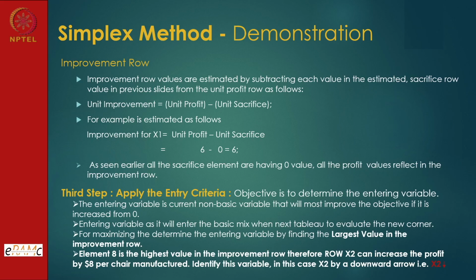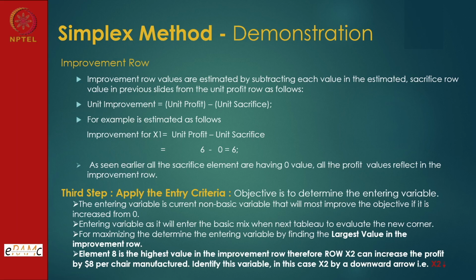Now we come to the improvement row. Improvement row values are estimated by subtracting each value in the sacrifice row from the unit profit row. So unit improvement is unit profit minus unit sacrifice. The unit profit is 6 for column x1, and the unit sacrifice is 0. So that is the value 6 which will come in the improvement row. That we will see in the next slide.